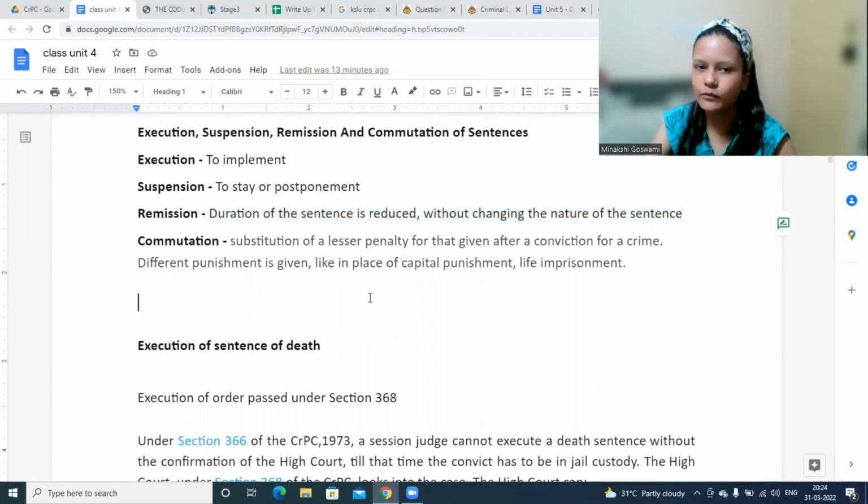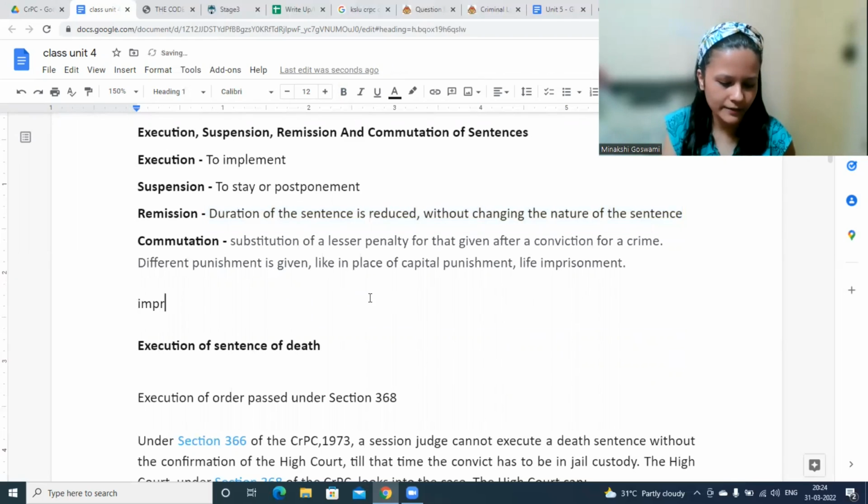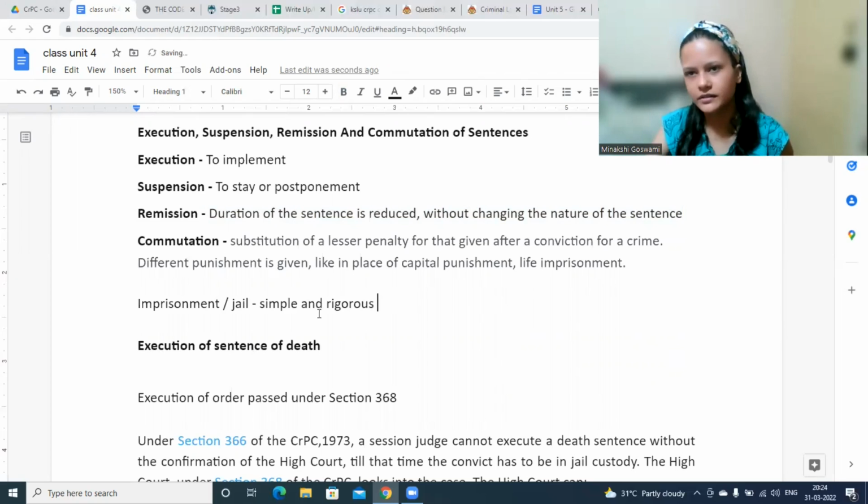Take for example, when we talk about imprisonment, right? Imprisonment, or sending a person to jail. There are two types of imprisonment that happen. One is simple and another one is rigorous. Okay, what is simple and rigorous? Are you aware of it?